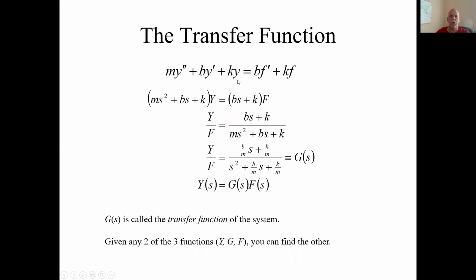Consider f as the input and y as the output. This transfer function tells us how to get the output for a certain input. To get the output, take the transfer function and multiply it by the input in the Laplace domain. So that G is called a transfer function. If you have any two of these three, you can find the other one. If I have input and output, I can find the transfer function. If I have the transfer function and the input, I can get the output. Or if I have the transfer function and the output, I can get the input.